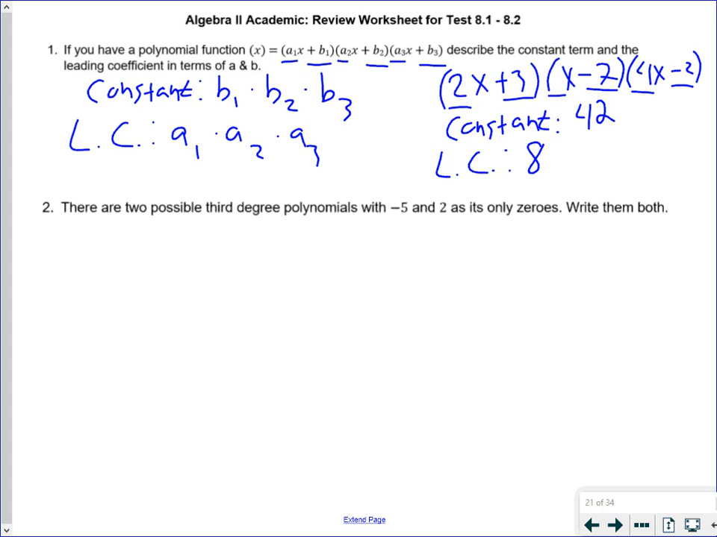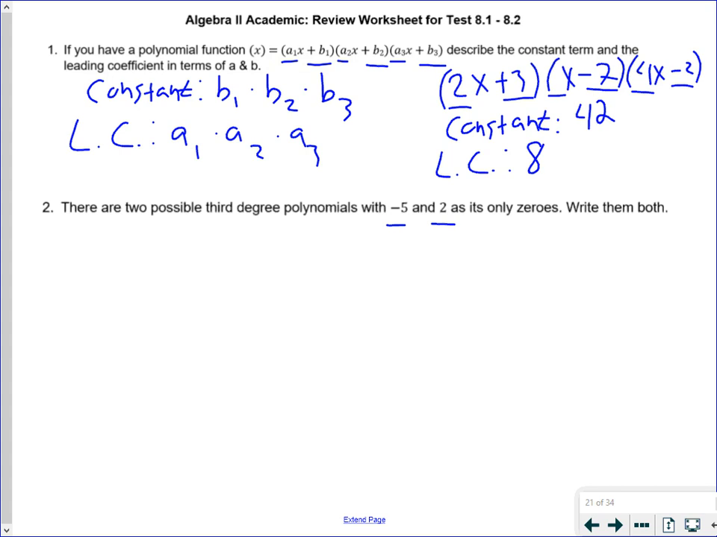Okay? For number 2, we're asked to list out the two possible third-degree polynomials where negative 5 and 2 are our only zeros. We're going to write them both. So if we have a third-degree polynomial, that means we have to have 3 zeros. And if we only have 2 possible zeros, which are negative 5 and 2, that means one of them has to have a multiplicity of 2. It has to happen twice.